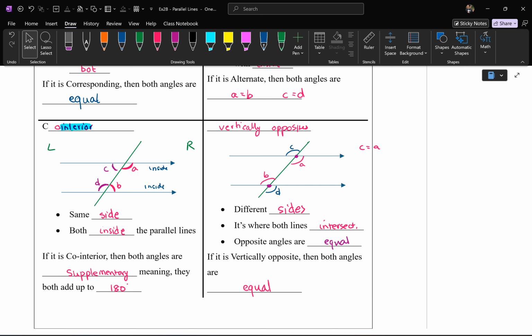So it means that you can't use the property. So it means the angles aren't the same. This is the only one that is supplementary. Okay, so co-interior is the only one that's supplementary. We good? So the notes are in front of you.